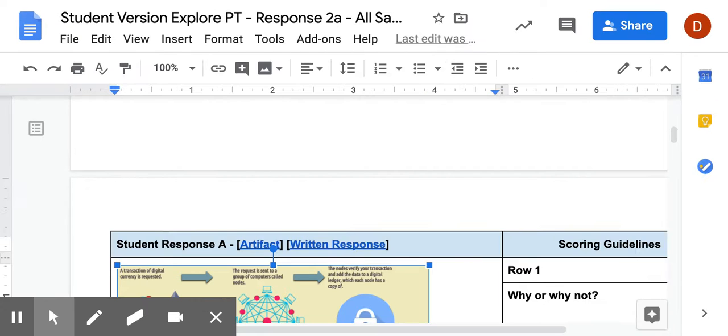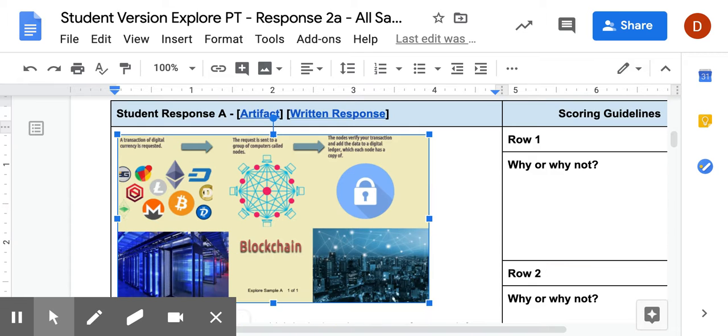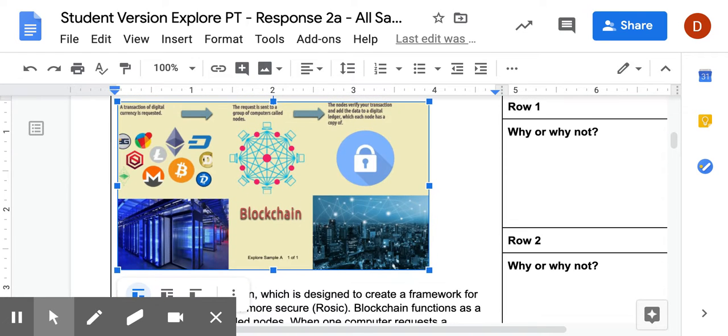This was the computational artifact that a student created. It says blockchain, and it shows all these different digital currencies. A transaction of digital currency is requested. The arrow shows the request is sent to a group of computers called nodes. The nodes verify your transaction and add the data to a digital ledger, which each node has a copy of. This also shows some sort of server room. This was the computing innovation they identified, called blockchain, and they showed how it functions.